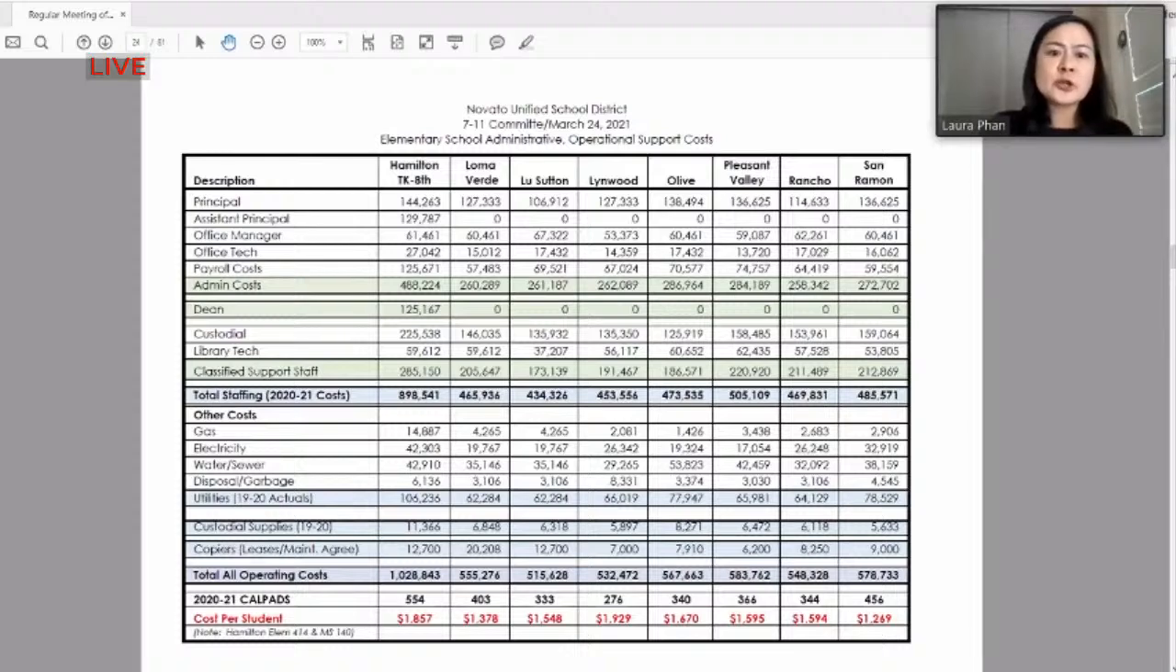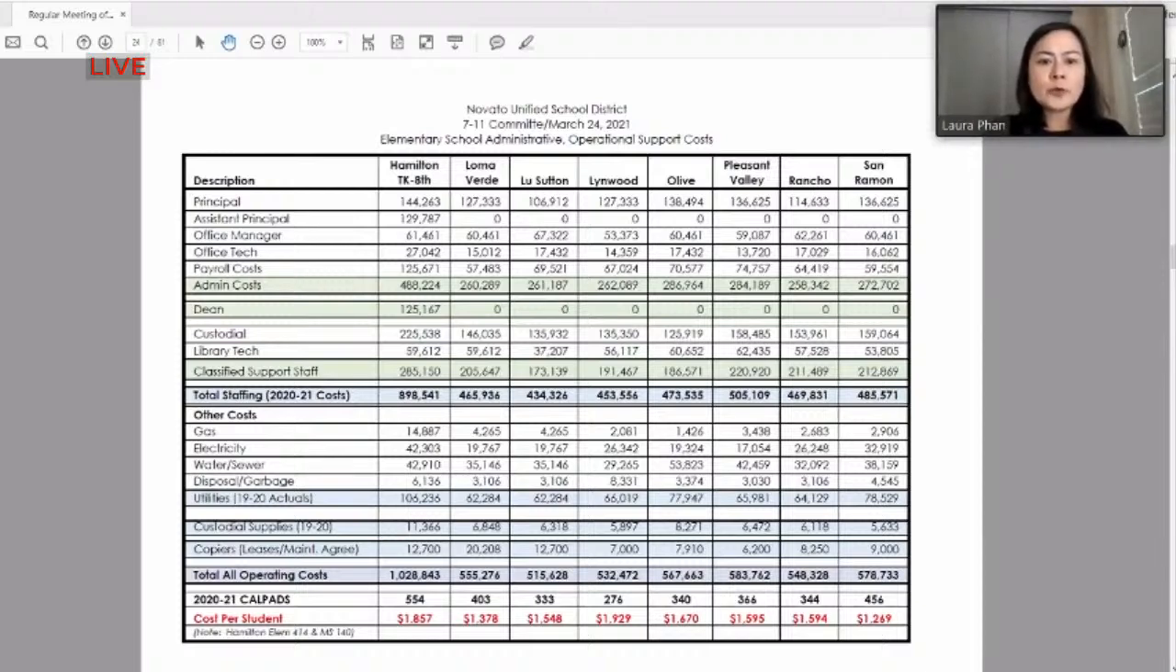One additional cost that is unique to Hamilton, not due to their middle school strand, is the dean. So Hamilton has an assistant principal and also a dean, two additional FTE above the other elementary schools. We have the custodial cost and a library tech. Then we have the utility costs associated with each of the school sites.